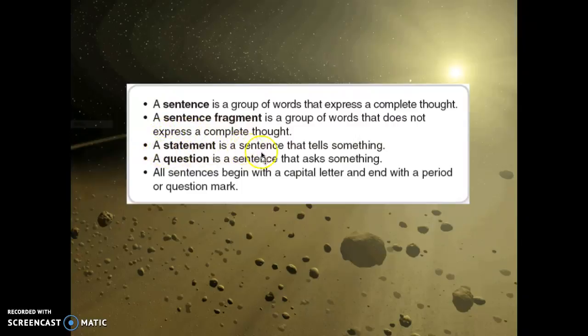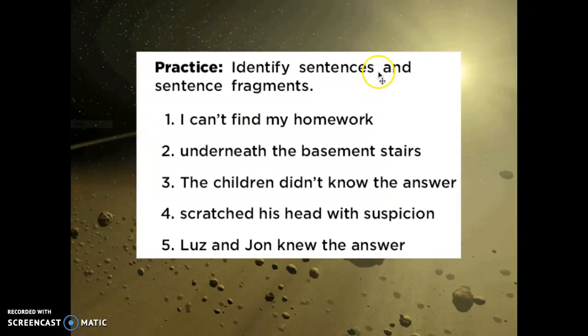A statement is a sentence that tells something. A question asks something. And all sentences, as we know, begin with a capital letter and end with a period or a question mark or some kind of punctuation at the end. Let's take a look at some examples. So our job in this practice is to figure out which ones are sentences and which ones are fragments. You'll notice that some of these are missing capital letters and punctuation. We'll take a look at that in just a second.